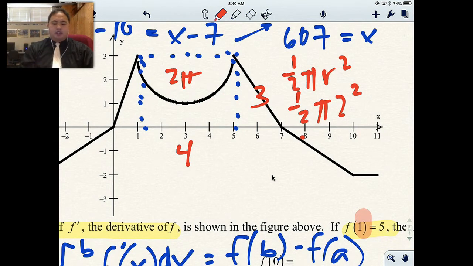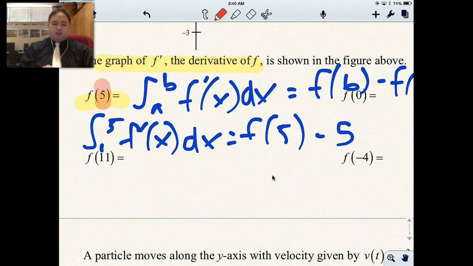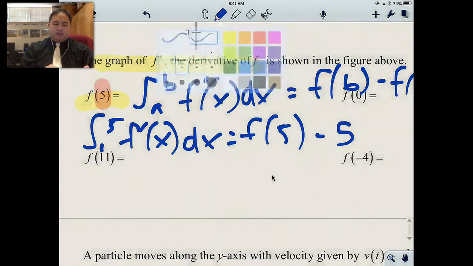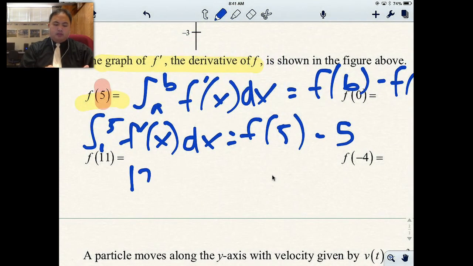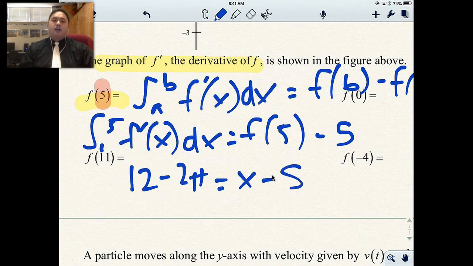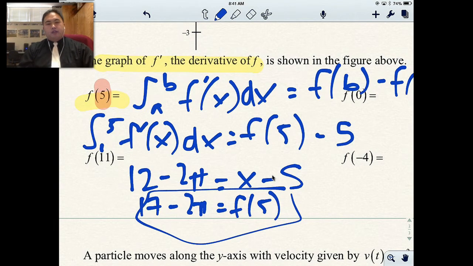So hopefully you guys understand that. So this right here becomes 12 minus 2 pi. This is what we're looking for. This is x minus 5. I add 5 to both sides. Your answer is 17 minus 2 pi. Like so. Okay. And I can go over more of the examples. I think that was a more difficult one, but again, I just want you to see how to do it. Okay, fine. Let me do one more example.